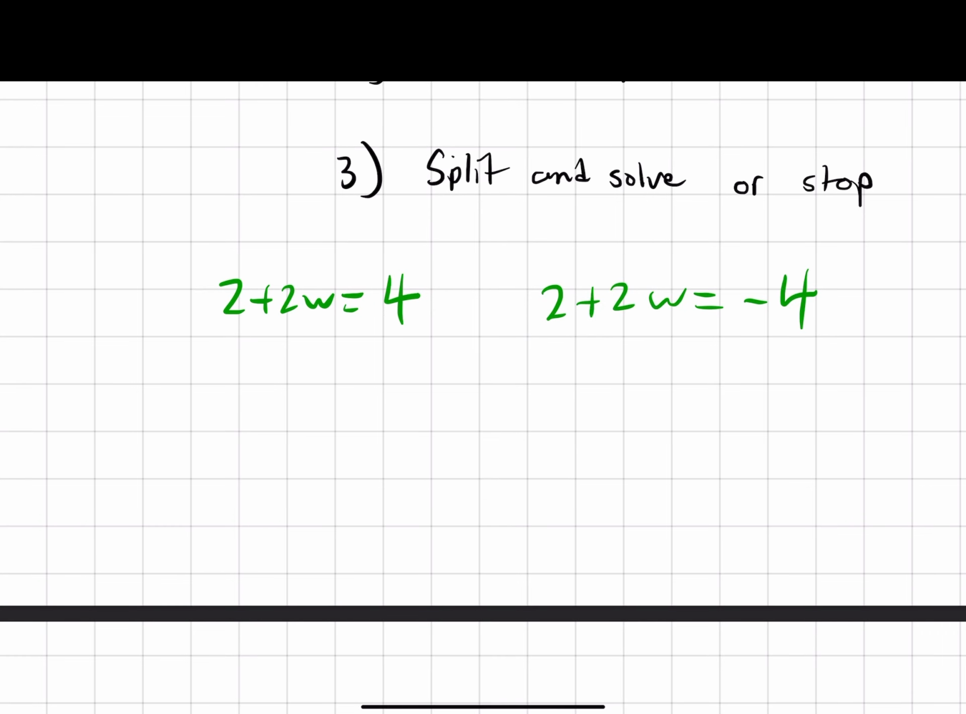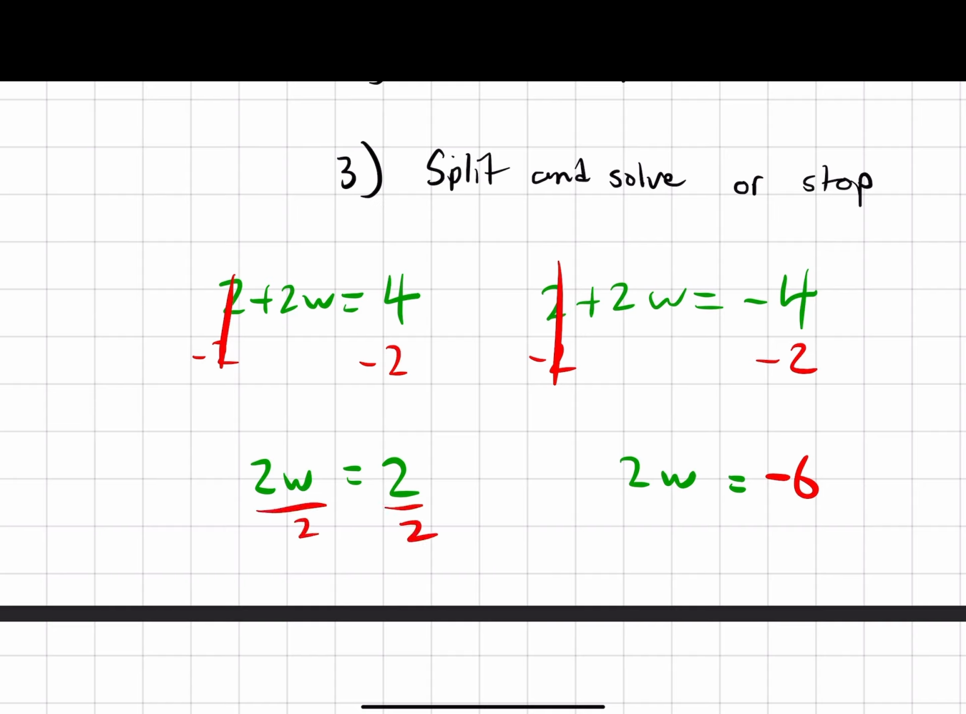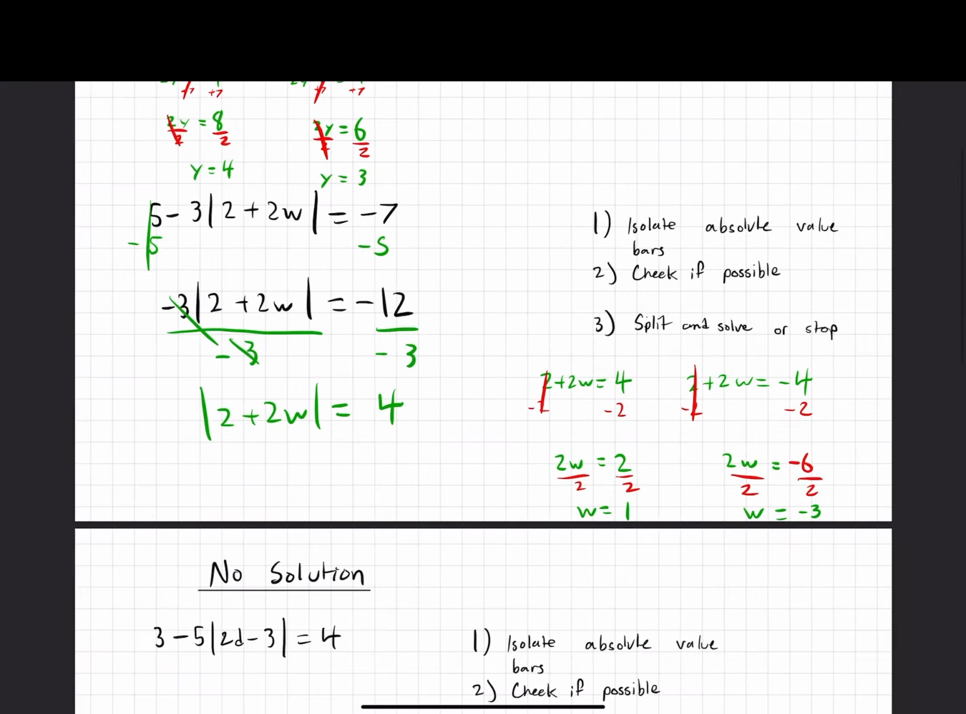And we get, let's see, minus 2, minus 2, minus 2, minus 2. And we get 4 minus 2 is 2. Negative 4 minus 2 is negative 6. This equals 2w. Divide both sides by 2. And we get w equals 1 and w equals negative 3. And those should be our answers, 1 and negative 3.